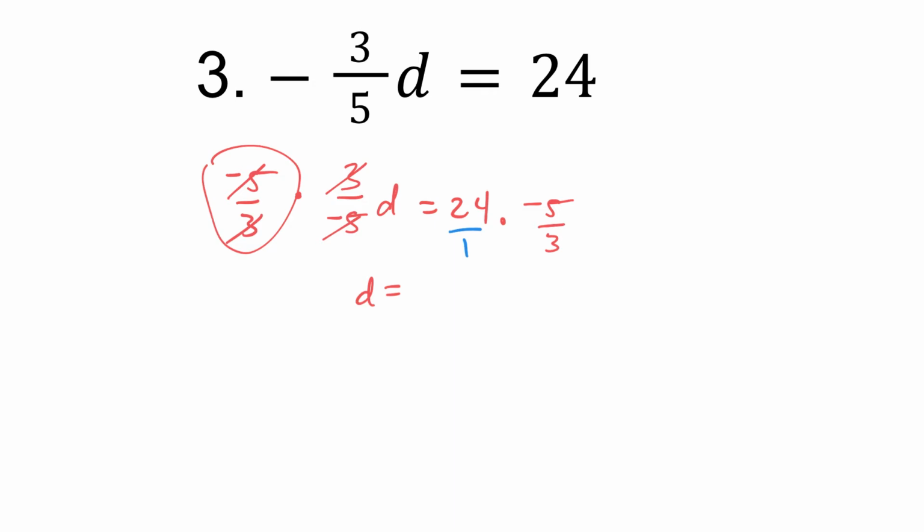So 3 divided by 3 is 1, and 24 divided by 3 is 8. So now it's so easy. It's 8 times negative 5, which is negative 40, and 1 times 1 is 1, so it's negative 40 over 1, which is negative 40.